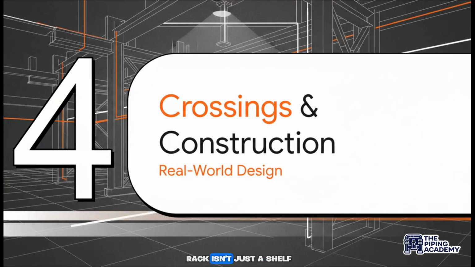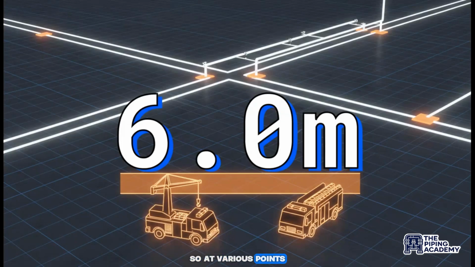A pipe rack isn't just a shelf. It's also a bridge. We have to design for how it interacts with the real world, and critically, how it's actually going to be built. So at various points, the rack is going to have to cross over access roads. And when it does, the elevation strategy has to change. You absolutely must maintain a minimal clearance, typically around 6 meters for heavy haul routes, to allow cranes, fire trucks, and other large vehicles to pass underneath safely.